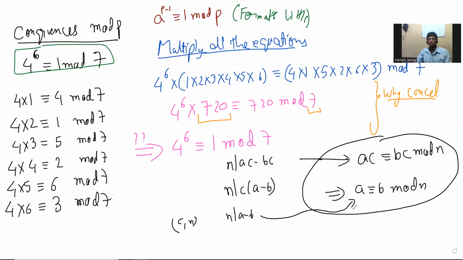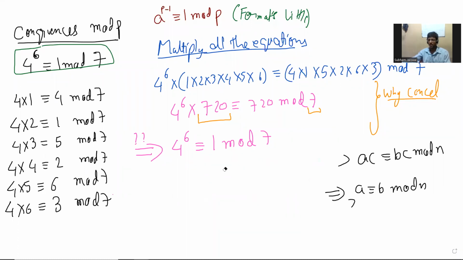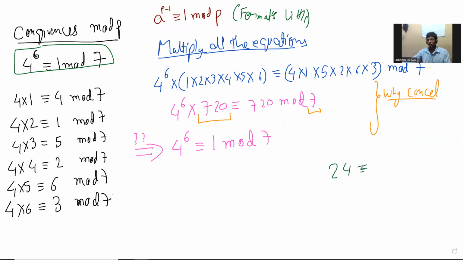So please don't rush it. See if this is fine. Maybe we can take a few simple examples, and also see when you cannot cancel, because it's not always true that you can cancel. For example, 24 is congruent to 15 mod 3. Is that right? This is true, right?